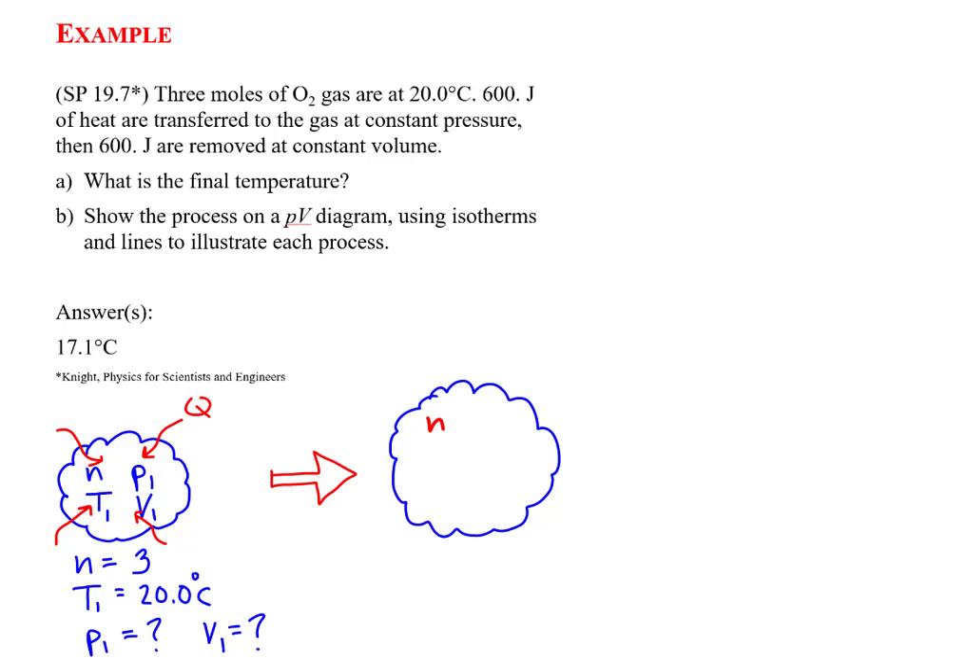The new thermodynamic state still has N moles of oxygen at pressure P2. Since this process is isobaric, the pressure in state 2 is equal to the pressure in state 1. However, the temperature in state 2 is unknown. The volume in state 2 is also unknown.